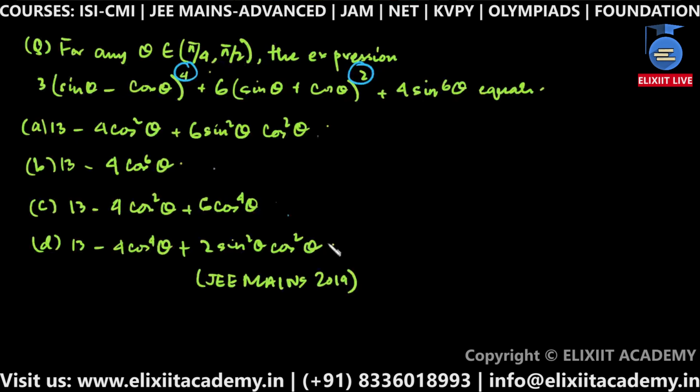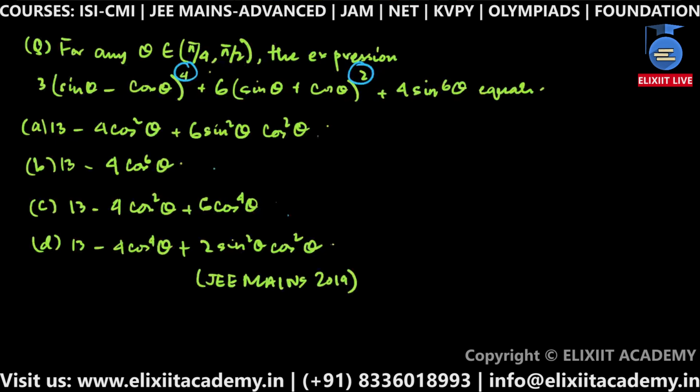If you just see the simplification, let's simplify this first, then we'll go by this trig method. If you simplify this thing, 3 sine theta minus cos theta is there. So what we do in this case is we simplify this.